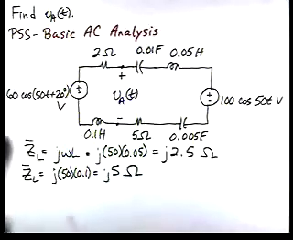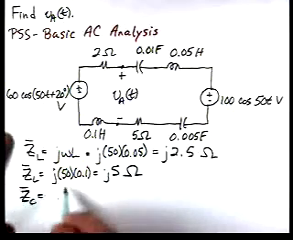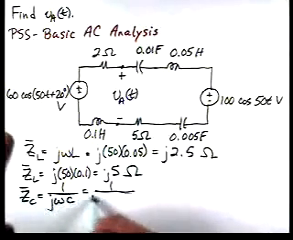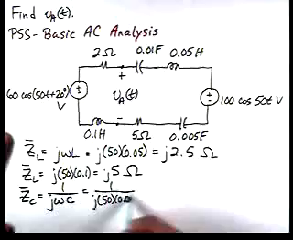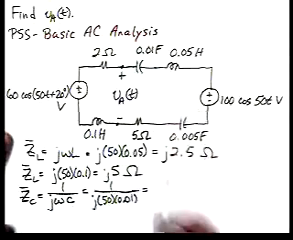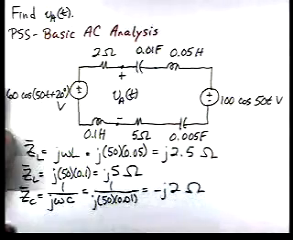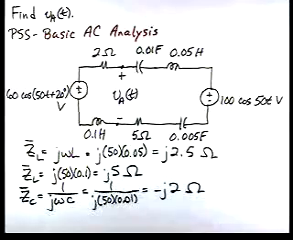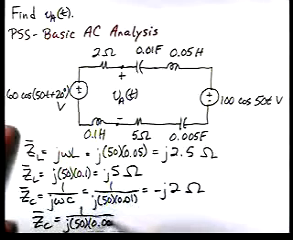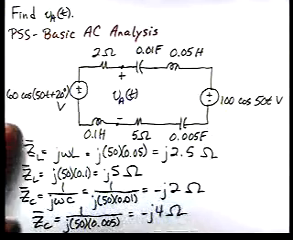For our capacitor, Z sub c is 1 over j omega c. So for the one on the top, we have 1 over j times 50 times 0.01. So that's for this element, and its impedance is minus j 2 ohms. And then for our other capacitor on the bottom, we have 1 over j times 50 times 0.005, and that's minus j 4 ohms.